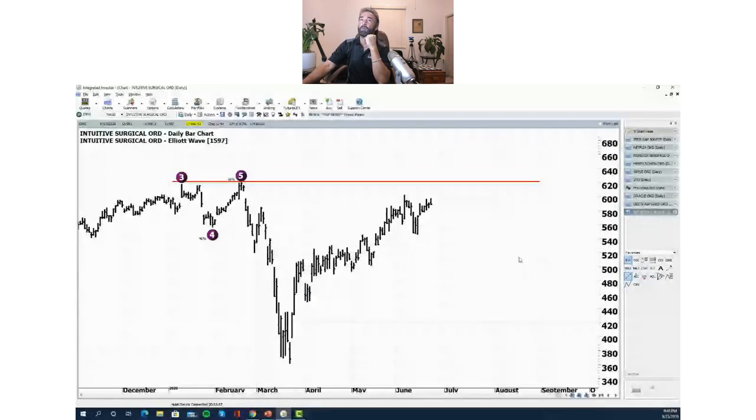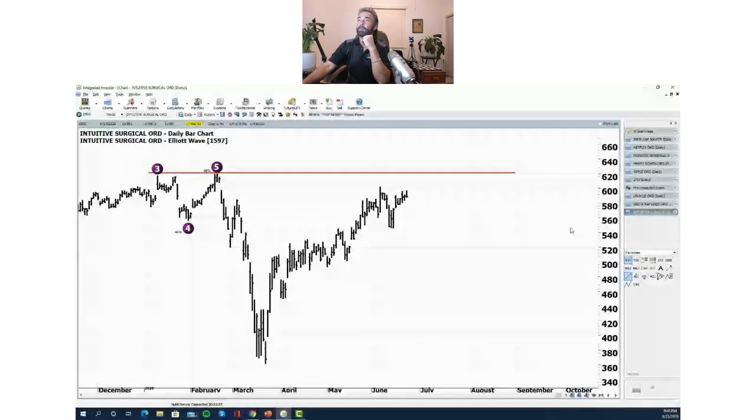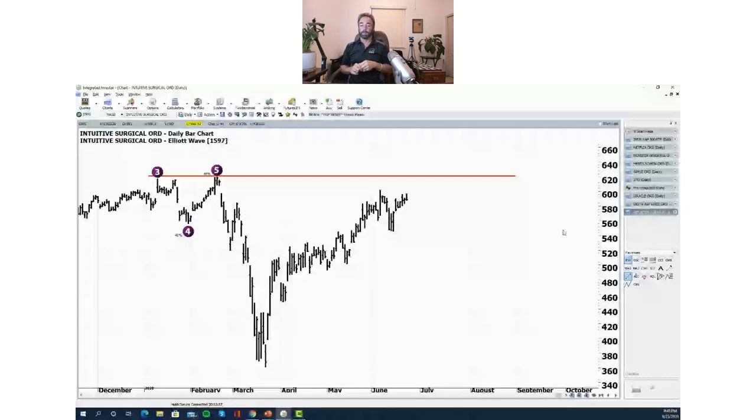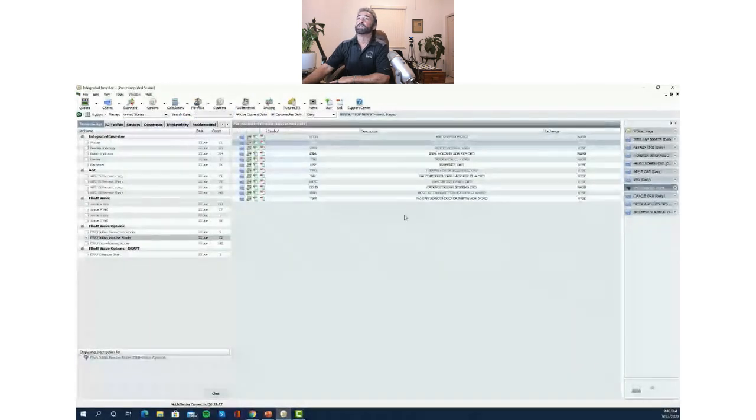If you're not sure, robotic surgery is basically what this stock does. So it's kind of on the cutting edge when it first came out. There's other competition now, but they're still the market leader. The problem is, though, there is resistance there at 620, and we're at 588. So there's not a whole lot of movement before we do actually hit some resistance. So maybe we want to take a look somewhere else.